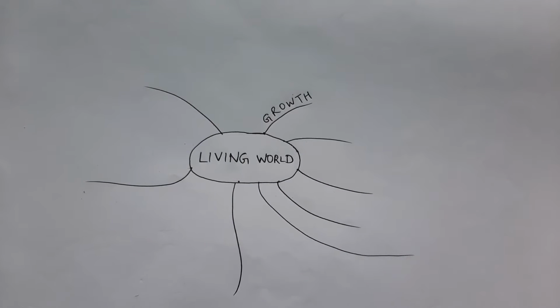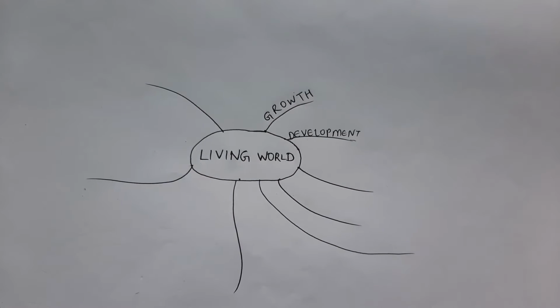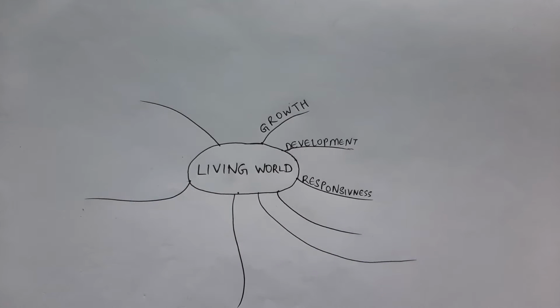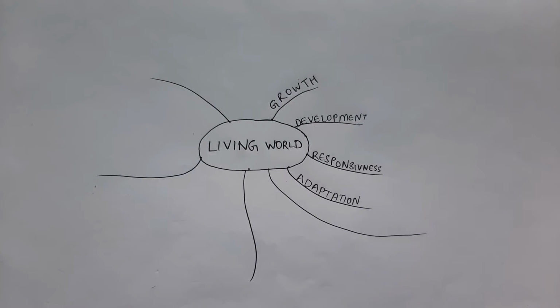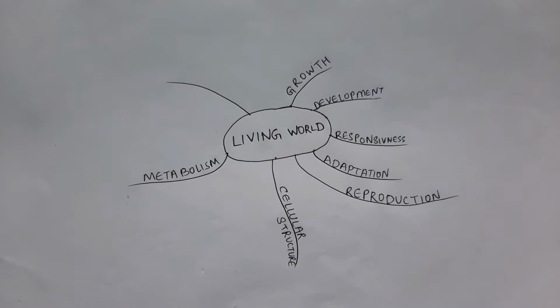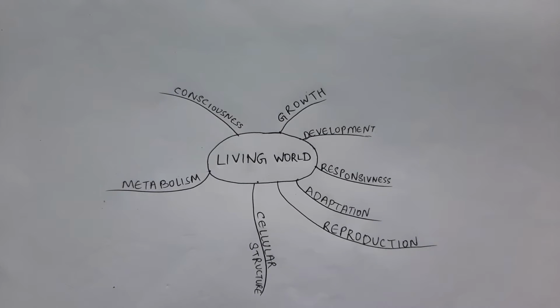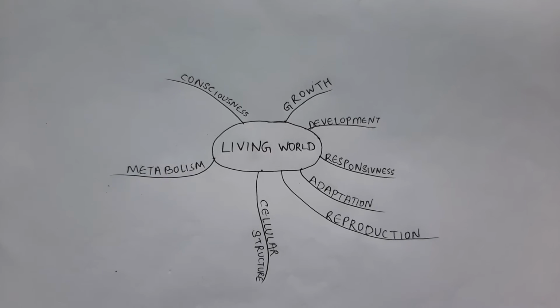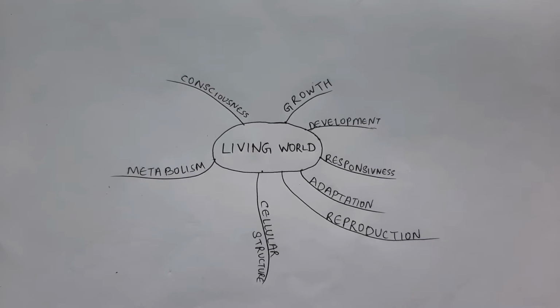So the features are: first one is growth, second one is development, third one is responsiveness, fourth one is adaptation, next one is reproduction, next we have cellular structure, next is metabolism, and the last one is consciousness. So these are the features. Now we will discuss whether they are defining features or not. Defining features in the sense that they are restricted to the living organisms or whether they are common in both living organisms and non-living organisms.